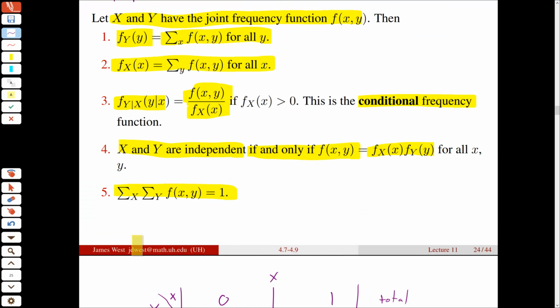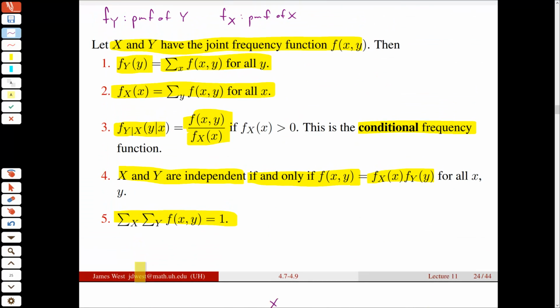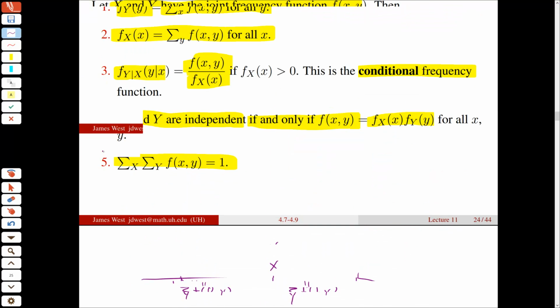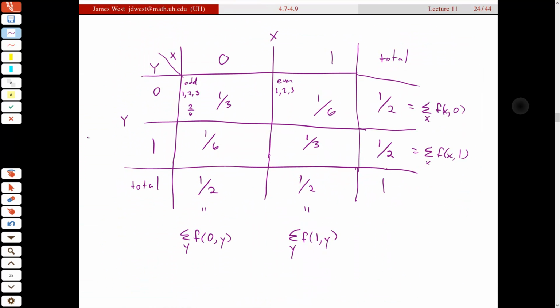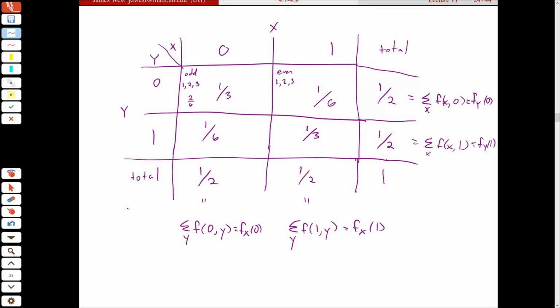So by our theorem above, particularly parts 1 and 2, this would actually be fy of 0. This would be fy of 1. This would be fx of 0. This would be fx of 1. So these give us the individual probabilities that y is equal to 0, or y is equal to 1, or x is equal to 0, or x is equal to 1.